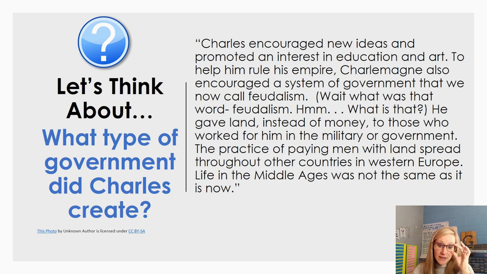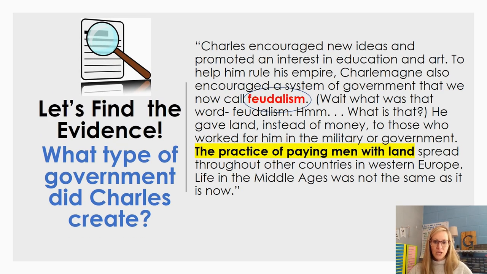Life in the Middle Ages was not the same as it is now. So when we think about what type of government Charles created, in the text you can see there in red and circled, it's called feudalism. Again, feudalism is not paying in money, but rather paying men with land. And again, this spread throughout many other countries.